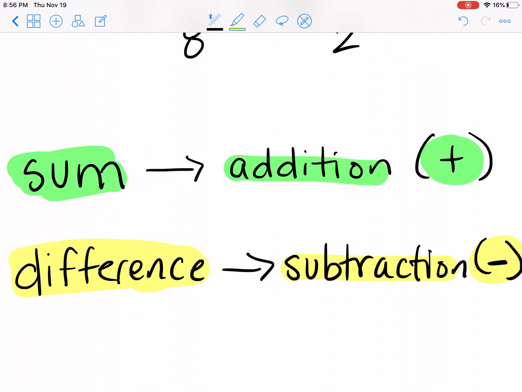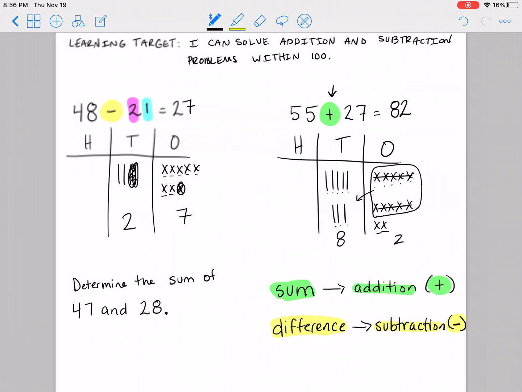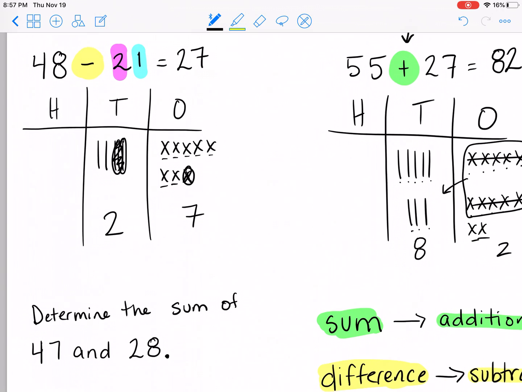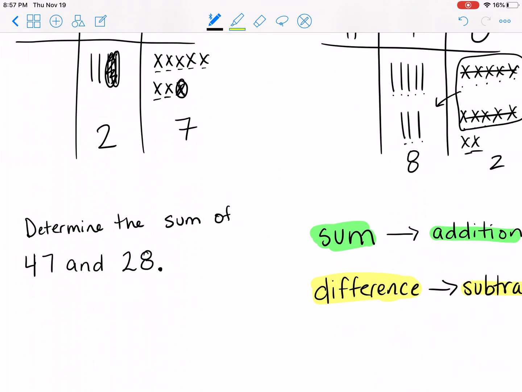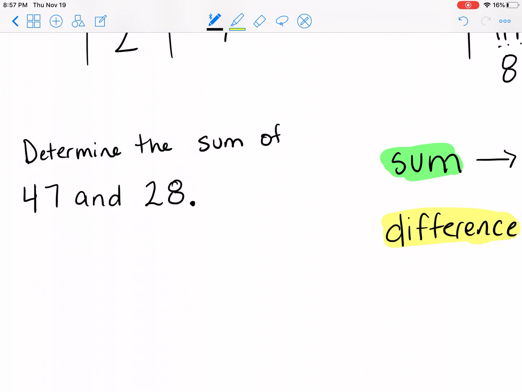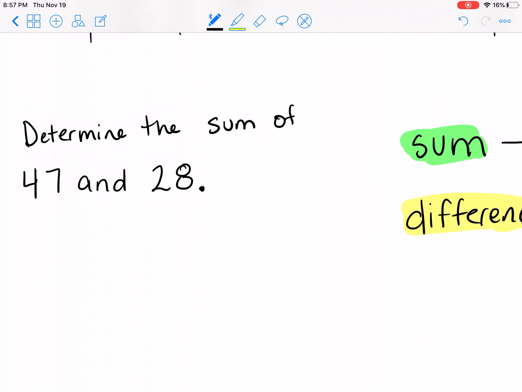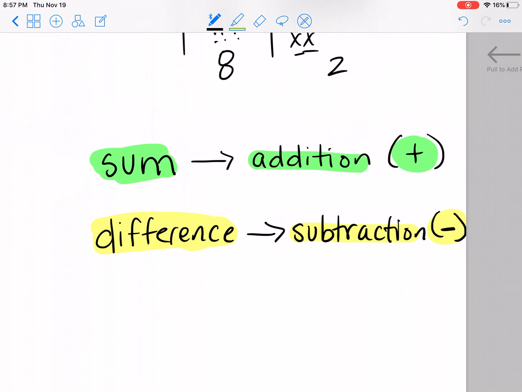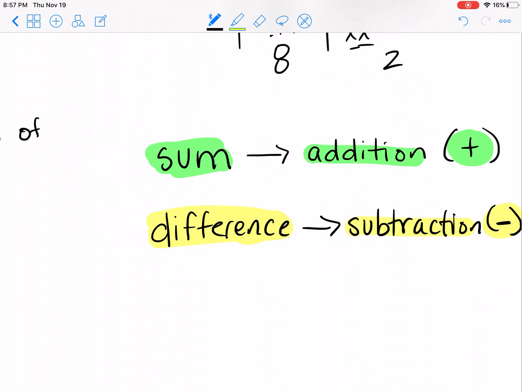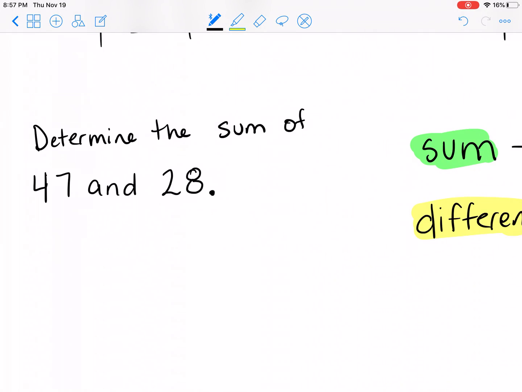Because sometimes you're not always going to be presented math sentences that look just like this or like this. Sometimes you're going to be given a math sentence using words like this one here. So we need to determine the sum of 47 and 28. Well, you're like, I don't remember what sum means. Well, we have to memorize this. Sum goes with addition, so the plus sign. So when we write our math sentence, determine the sum. That was green over there, so hopefully that'll help you remember here.